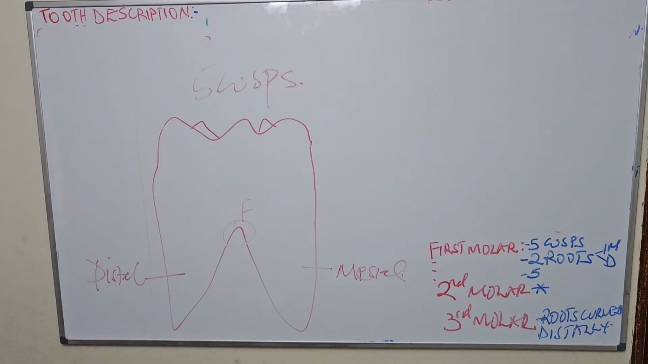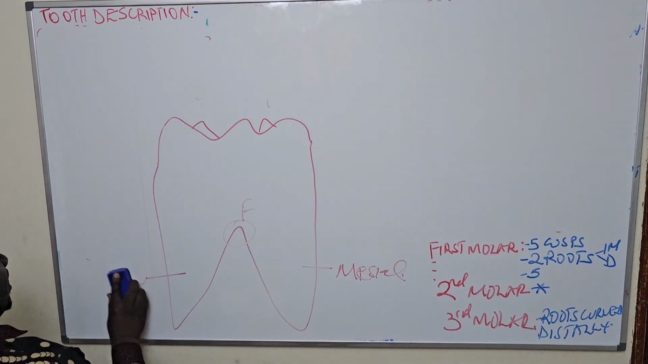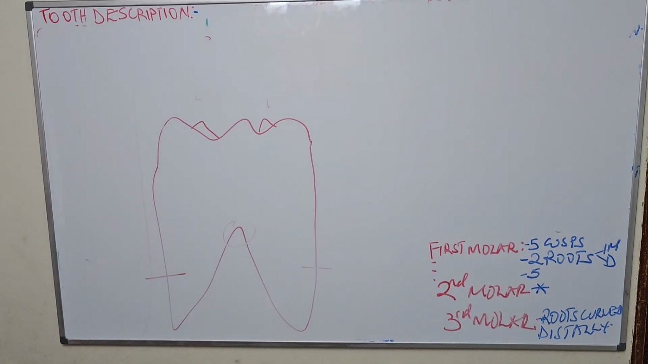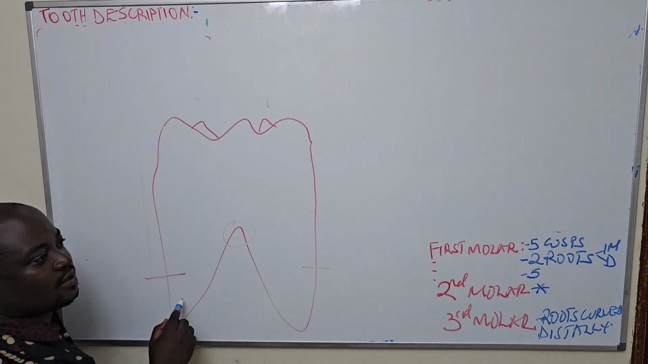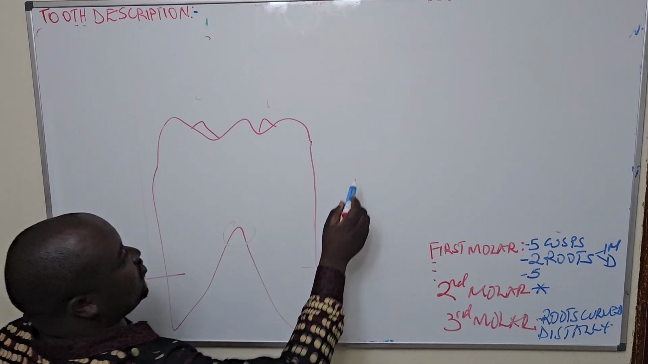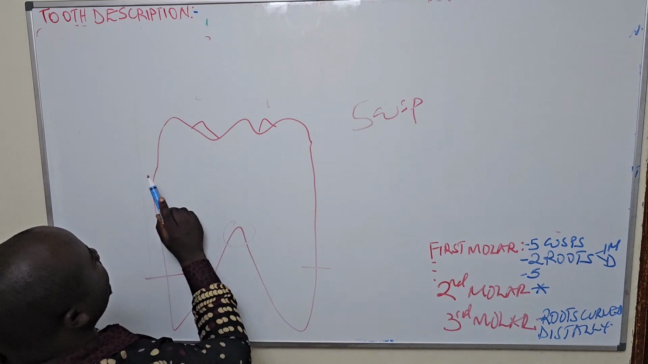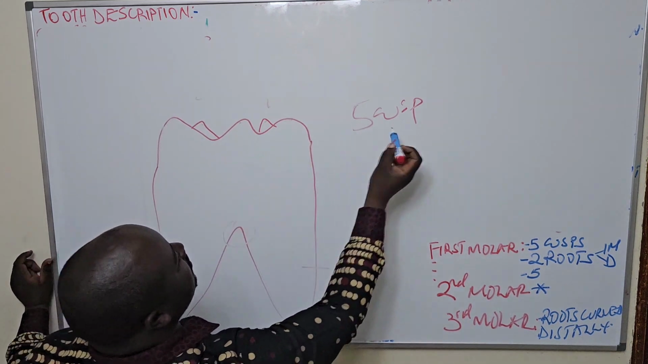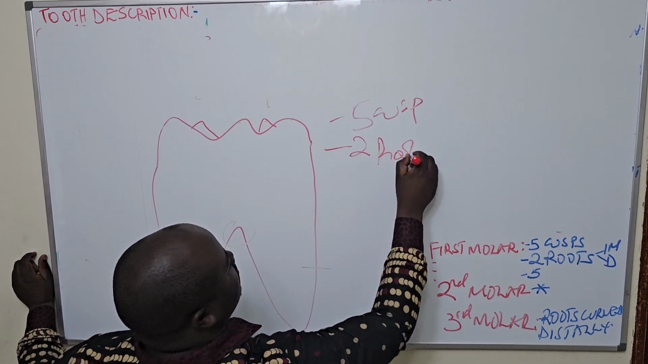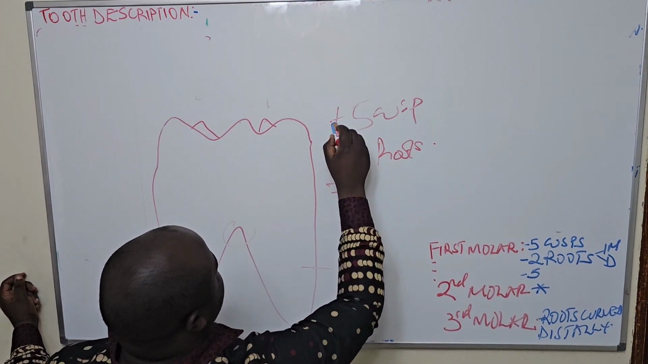Sometimes a question can come saying identify the specimen. So whenever you see a tooth which is broad like this with 2 roots, we shall know that this is a mandibular molar, or a lower molar. Reason: 5 cusps. 5 cusps, 1, 2, 3, 4, 5. 5 cusps and 2 roots. And of course 5 surfaces. But these are the major ones.